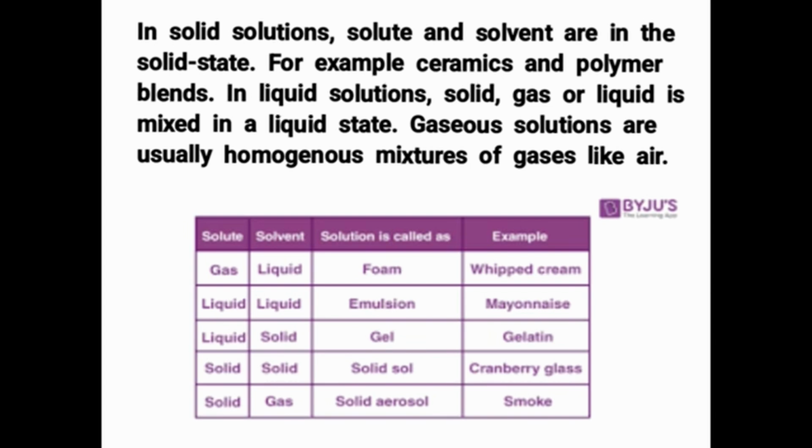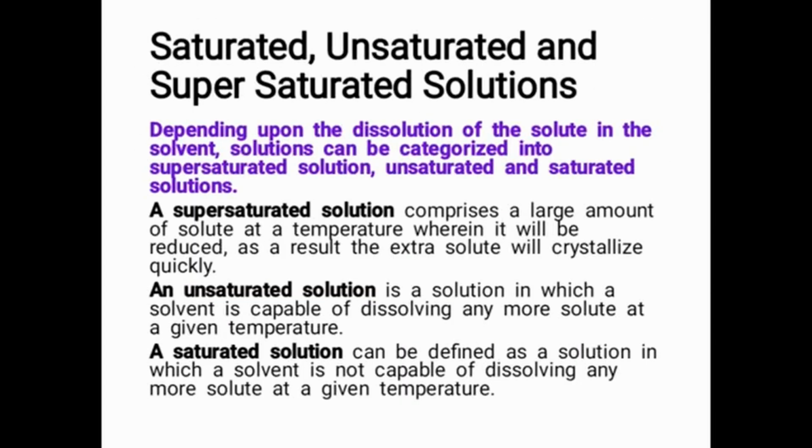Then to break it down further, you can have the solute as gas while the solvent is liquid. They are usually called foam. An example is whipped cream. When the solute and solvent are both liquid, they are called emulsion. When the solute is liquid and the solvent is solid, they are called gel. When both solute and solvent are solid, they are called solid sol. And when the solute is solid and the solvent is gas, they are called solid aerosols. An example is smoke. So you can study this table again and get more information from there.